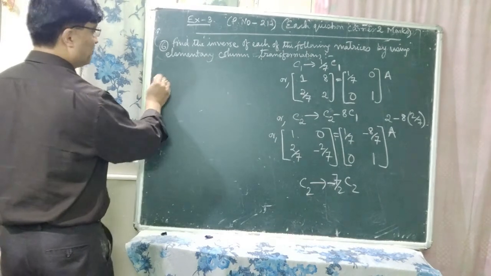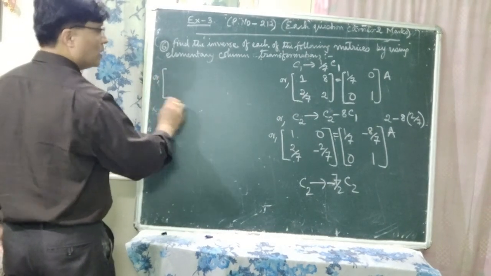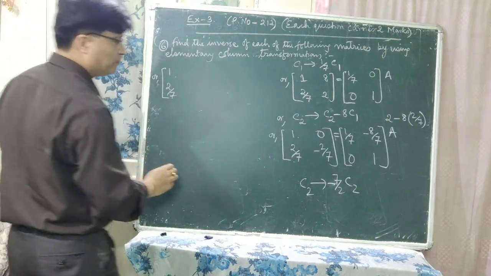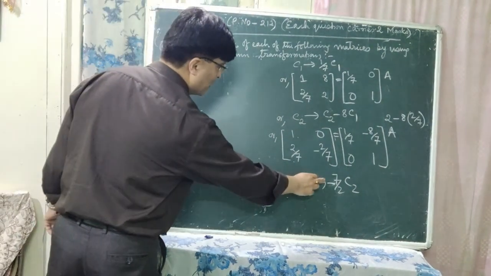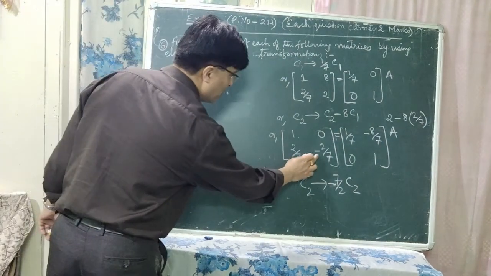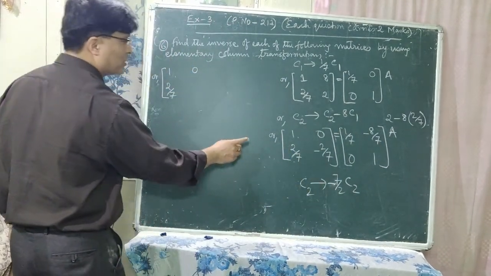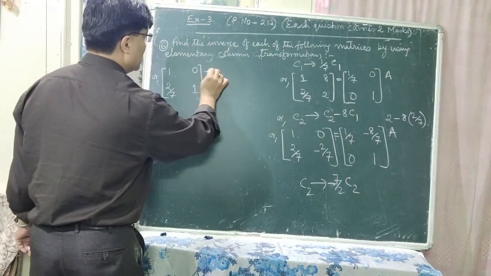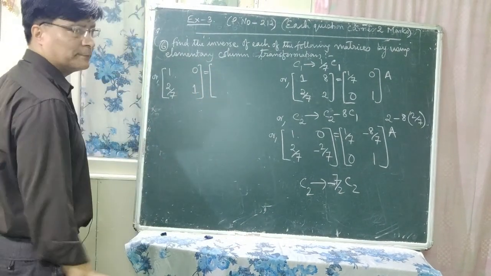So next, column 1 remains same, 1, 2 by 7. Next, C2 is equal to minus 7 by 2 into 0, that is your 0. Minus 2 by 7 into minus 7 into minus, minus plus, so it is 1. Right?